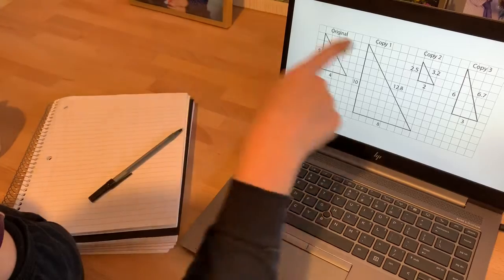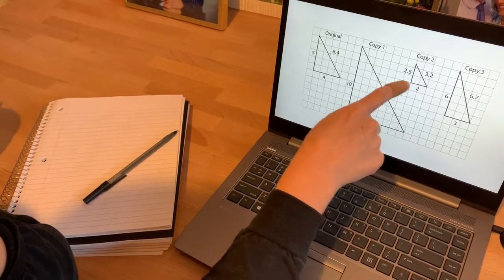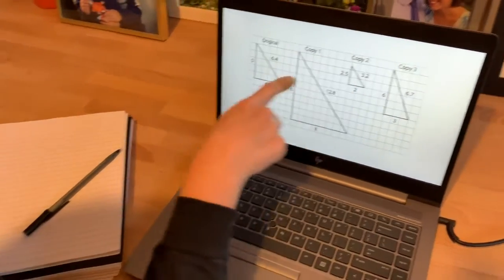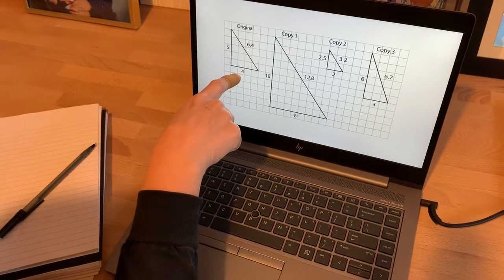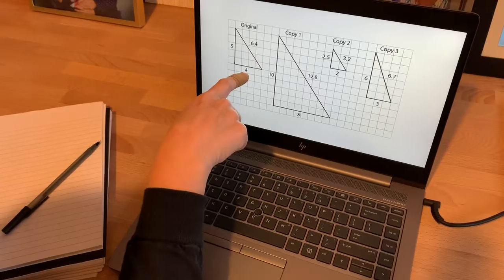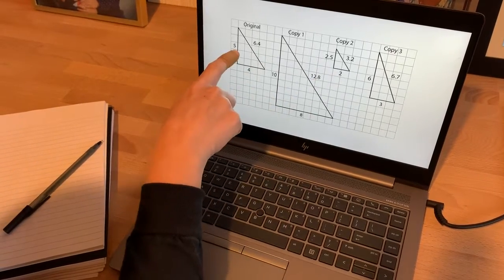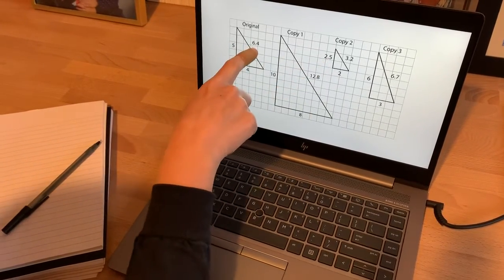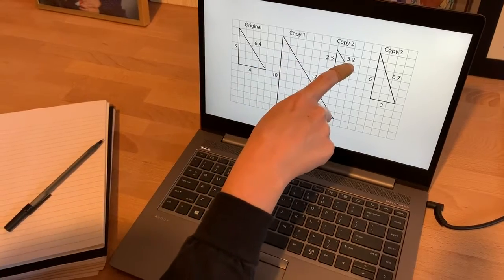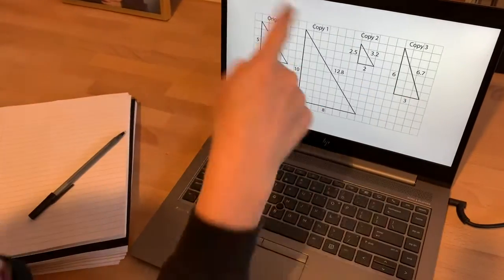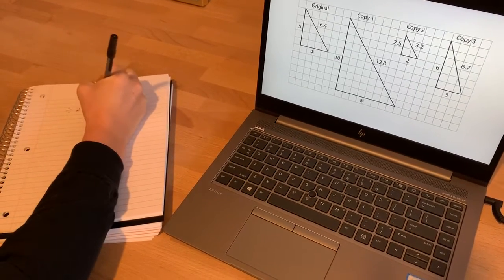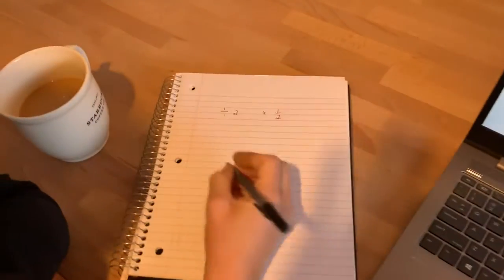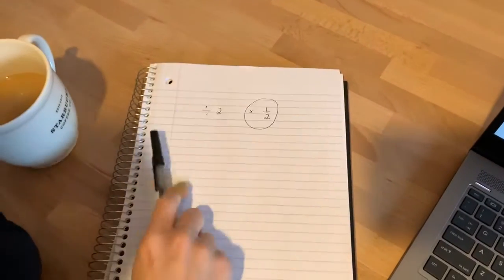Let's quickly check it for copy 2. So again, I notice that I'm going from a 4 to a 2. That makes me think that we could be multiplying by a half. So half of 4 is 2, half of 5 is 2.5, and half of 6.4 is 3.2. So one of the big ideas we talked about in this unit is dividing by 2 is the same thing as multiplying by 1/2. So our scale factor here would be 1/2.